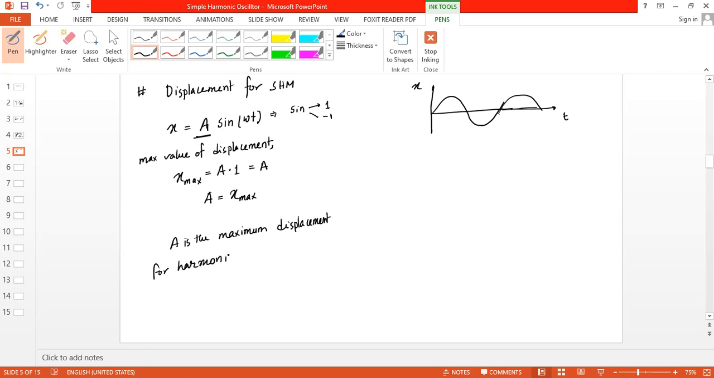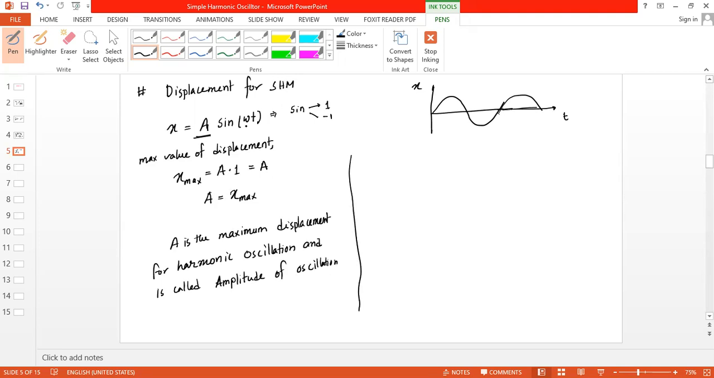The constant a is the maximum displacement of the oscillatory object in harmonic oscillation, and is called amplitude. এটাকে বলে amplitude of oscillation. A is the amplitude of oscillation.